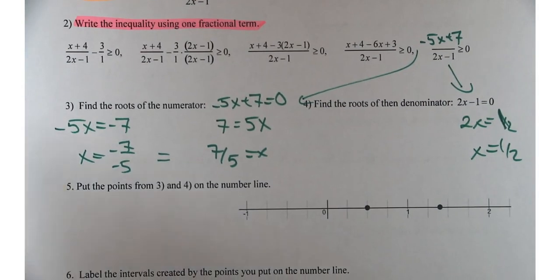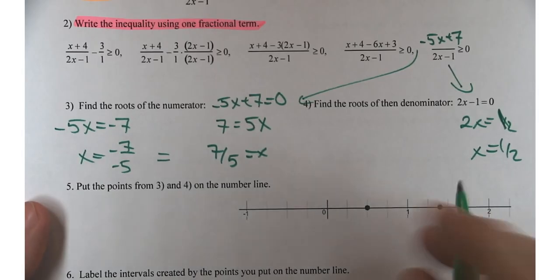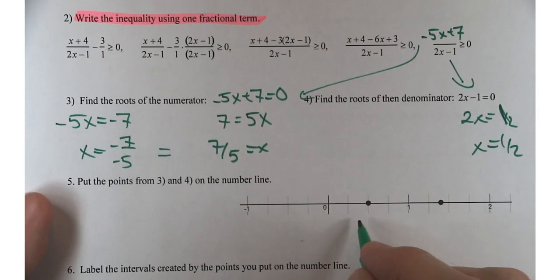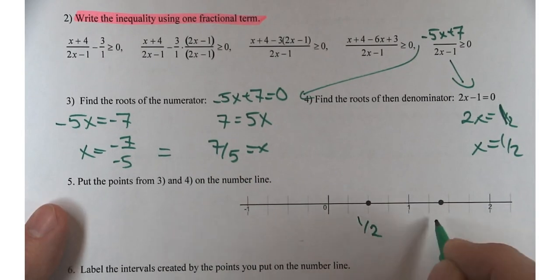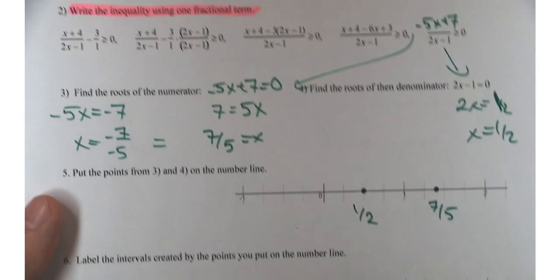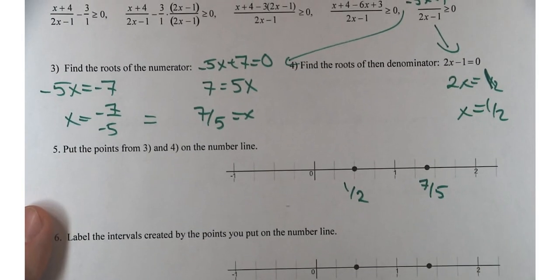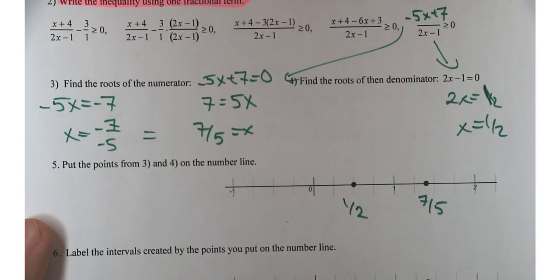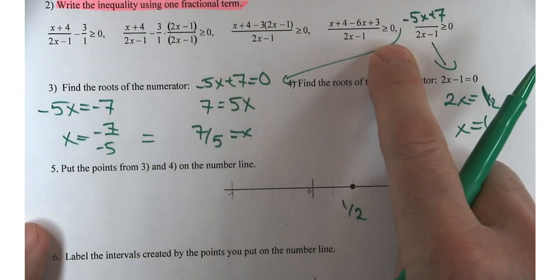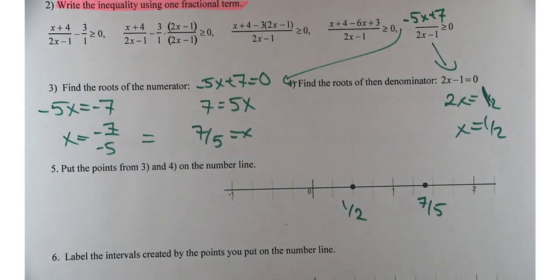The rest of this is going to look pretty familiar, at least I hope. We're going to put these two numbers on the number line. The 1/2, of course, is going to go here. The 7/5 is going to go here. Now I want to know where this is greater than or equal to 0. There's one catch, one difference.